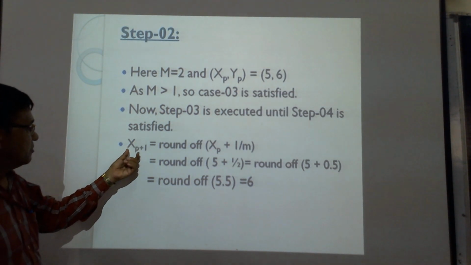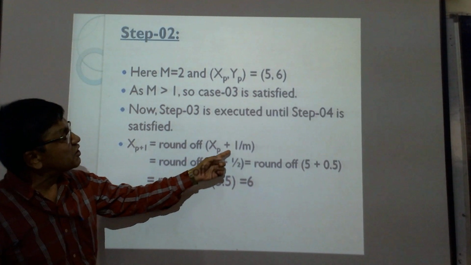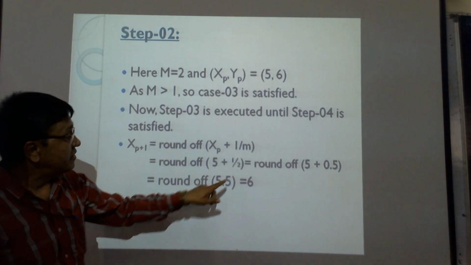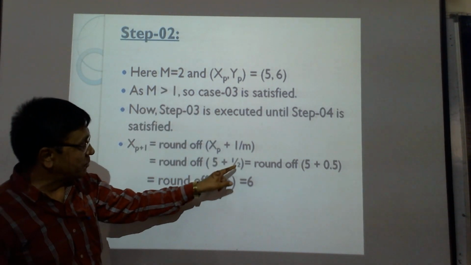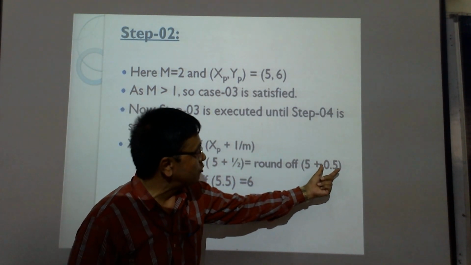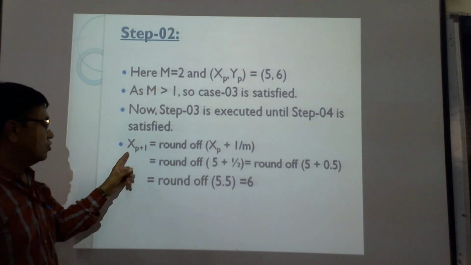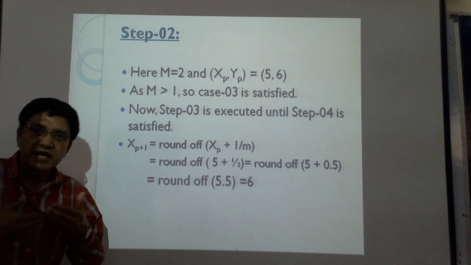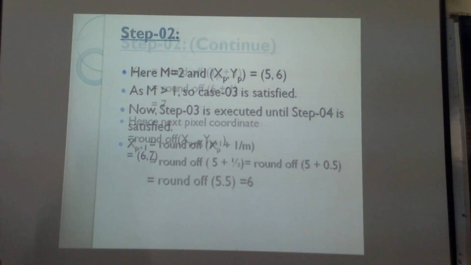This is using the equation: round off xp plus 1 upon m, where xp is given here as 5, and 1 upon m, which we have already calculated, is 2, so this is 1 upon 2. Finally we get round off of 5 plus 0.5, round off of 5.5, which is 6, right? So in the next pixel position, the x coordinate is 6, which we have calculated here.